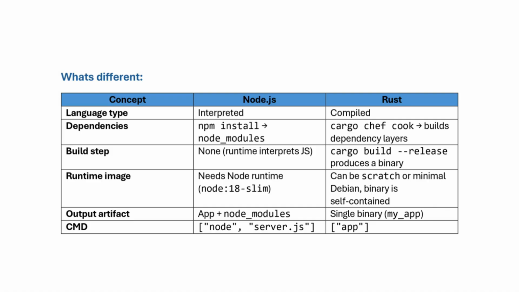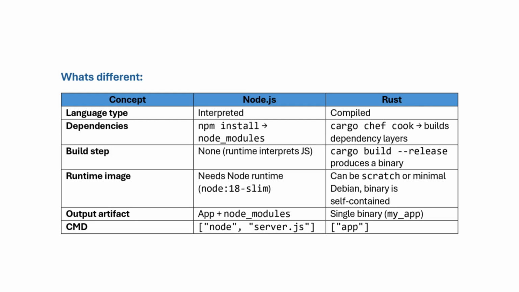What's different? Language type. Node.js is an interpreted language, whereas Rust is a compiled language. Dependencies. In Node.js it is npm install, that is node_modules. In Rust it is cargo chef cook that builds dependency layers. Build step. In Node.js, none. The runtime interprets the JavaScript. In Rust it is cargo build --release that produces a binary.